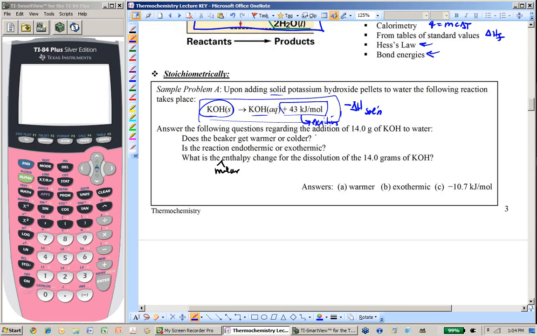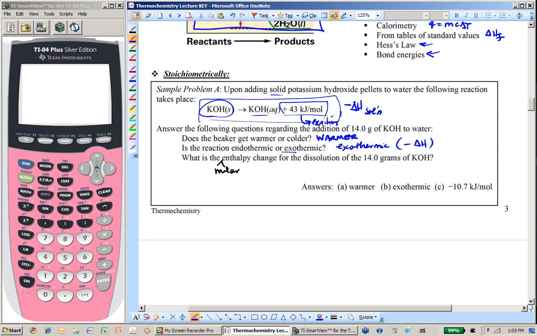So answer the following questions regarding this. Does the beaker get warmer or colder? Well, if heat comes off as a product, warmer. You could feel that with your little bare hands. On the outside of the beaker, not the inside of the beaker, for heaven's sakes. Is the reaction endo or exo? Well, heat is exiting the system, so it is exothermic, which I remind you would have a negative delta H.